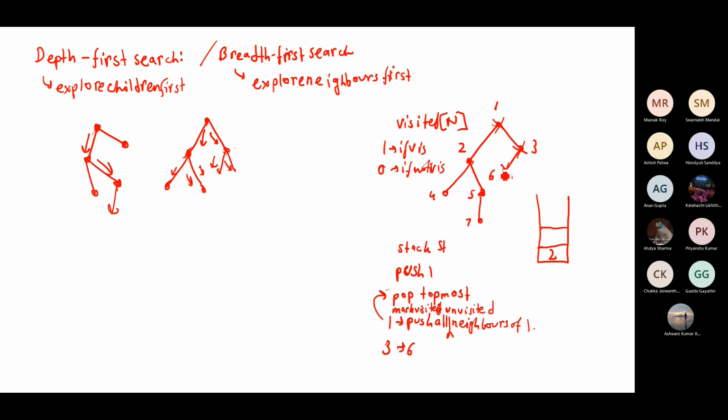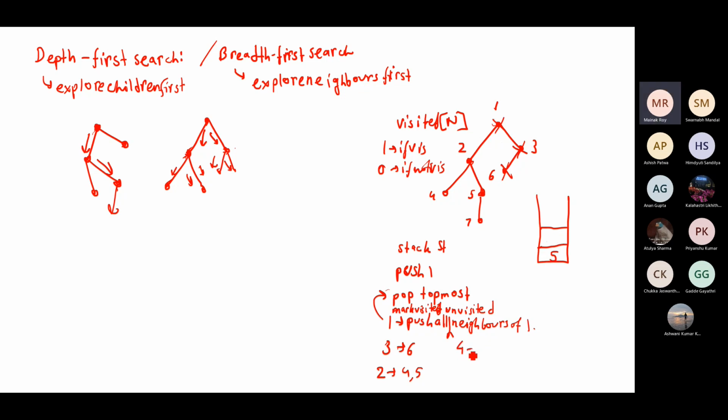So next you go to 2. Now you pop 2. From 2, the unvisited neighbors are 4 and 5. So you push, say, I'm pushing in the order 5, 4. It's not guaranteed which order you'll push in; it's not always 4, 5. Now you pop 4.